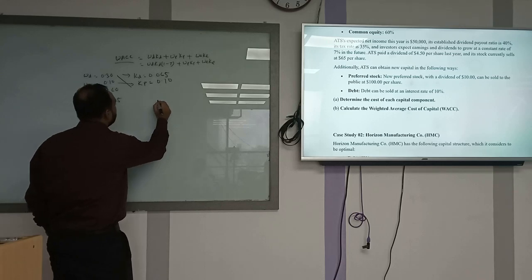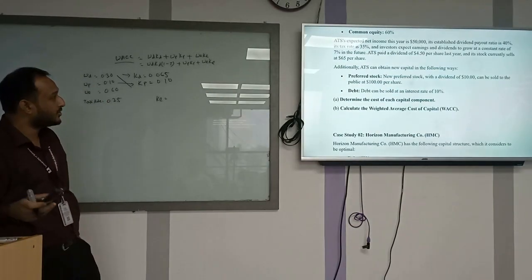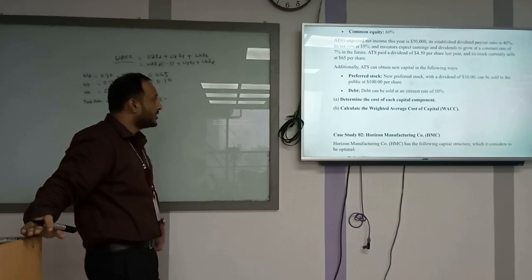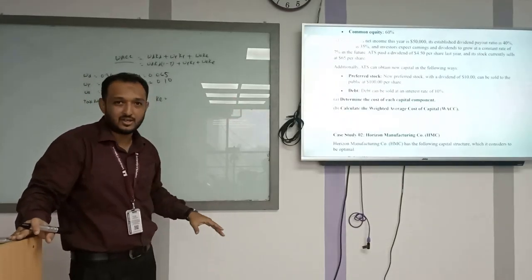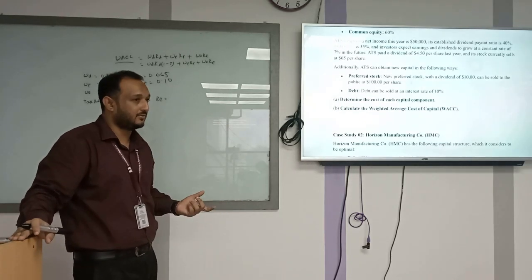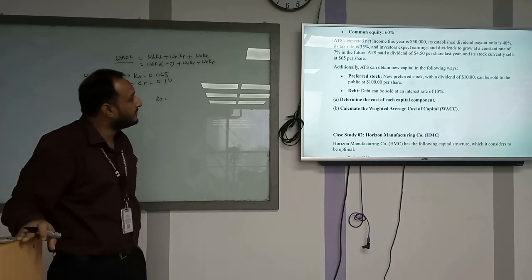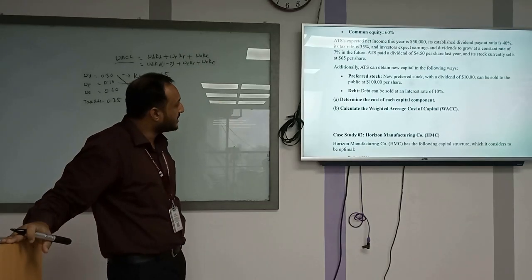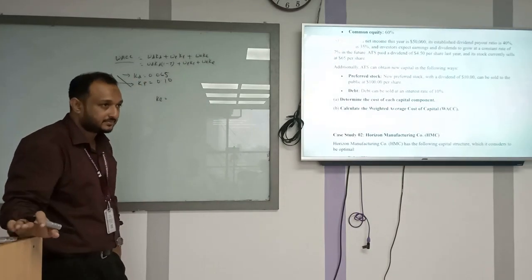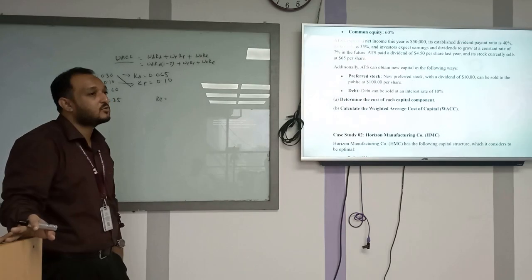So what do we need? We need KE now, the cost of common equity. Here we cannot go for the CAPM model because the risk-free rate and the market premium are not given, and beta is not given. But the dividend is given, right? The company paid a dividend of $4.5 per share last year. Currently the stock sells for $65, and 7% is the growth rate.